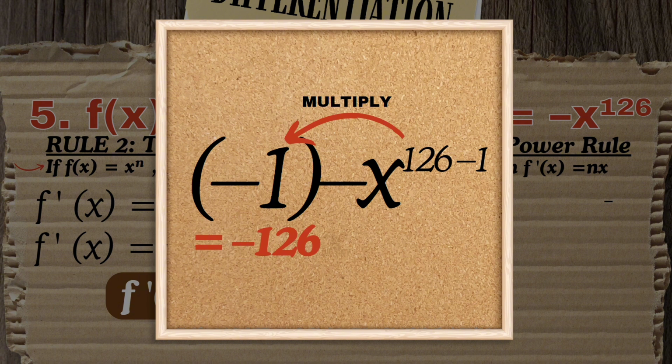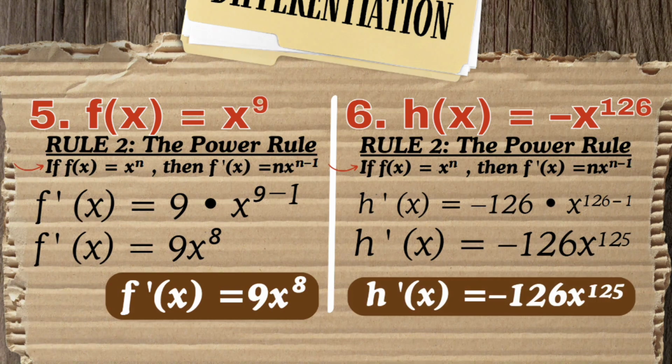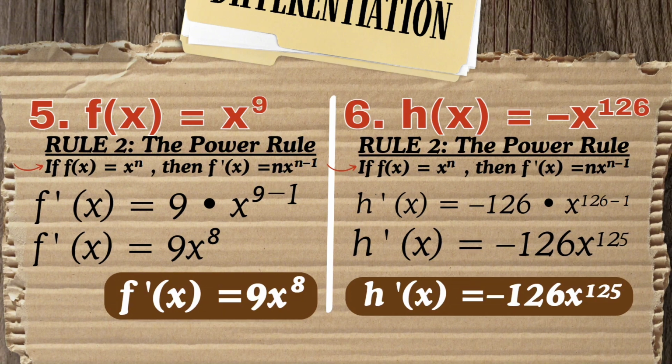Then, copy lang yung x, and mababawasan ng isang exponent, so it will be negative 126x raised to 126 minus 1, since 126 minus 1 is equal to 125. Therefore, our answer will be h prime of x is equal to negative 126x raised to 125.